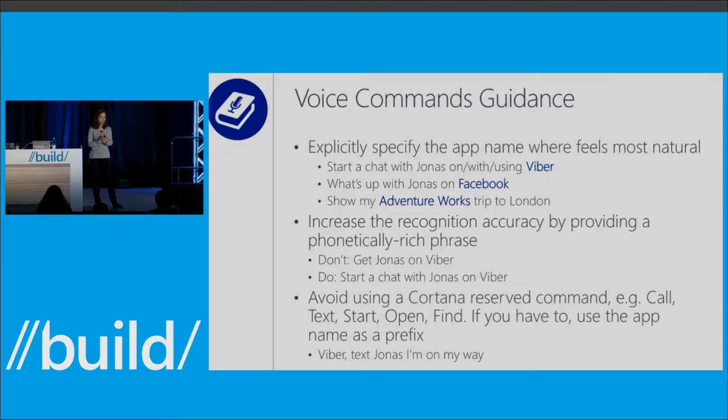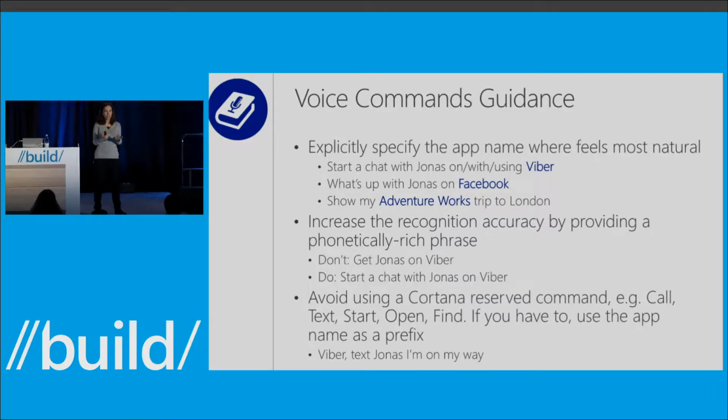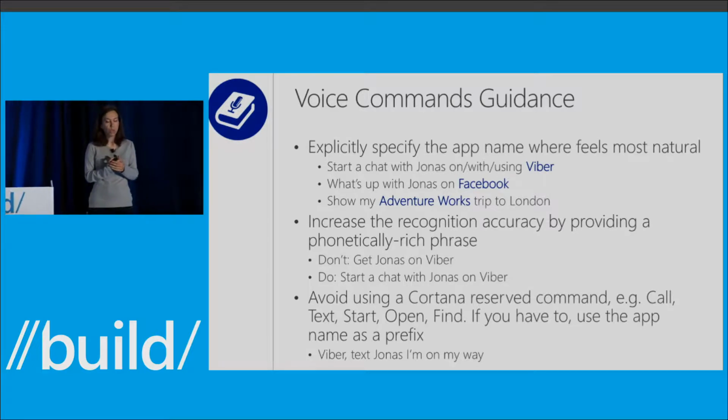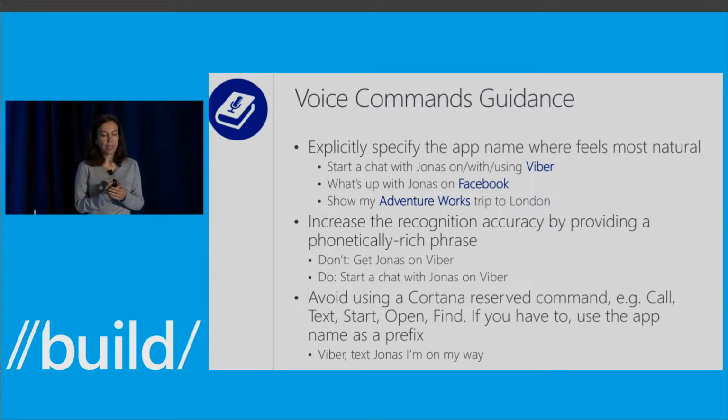And then the last word of advice is avoid using Cortana's reserved commands, such as call, text, start. There is a longer list. This list is available on MSDN. And if you have to, because these names make sense in the context of your application, the option that you have is to author the voice command where you place the application name as a prefix. So in this case, "Viber, text Jonas, I'm on my way" is not going to be confused with "Hey Cortana, text Jonas, I'm on my way," because the intent was clear that the voice command was directed at Viber.